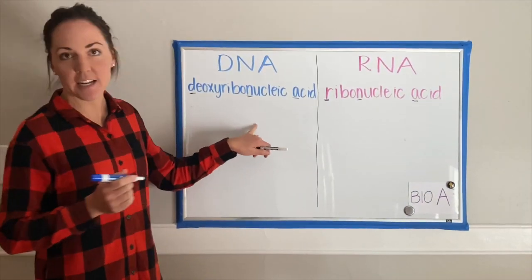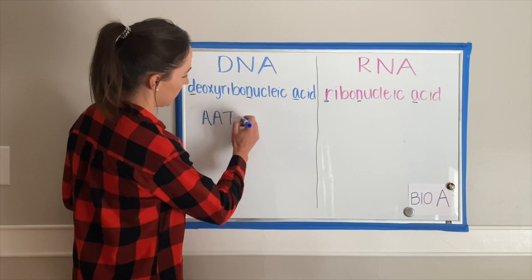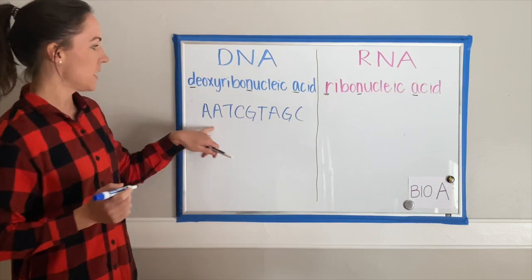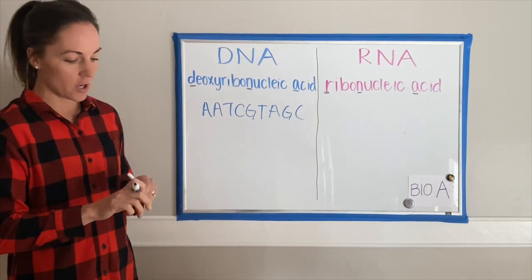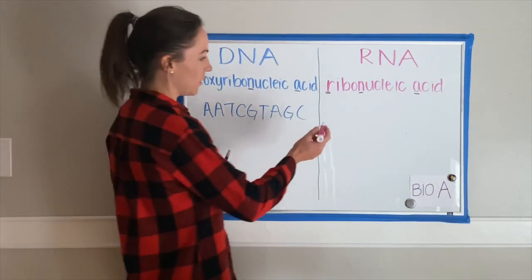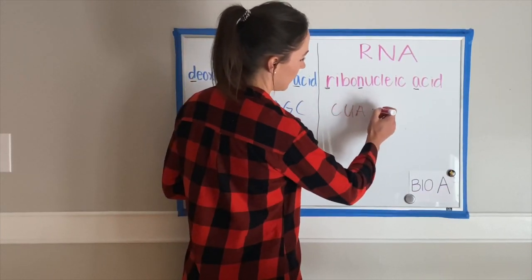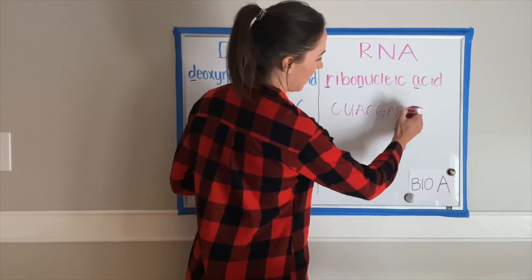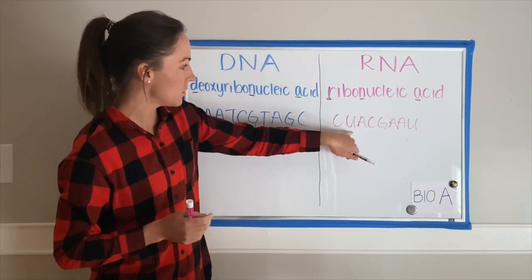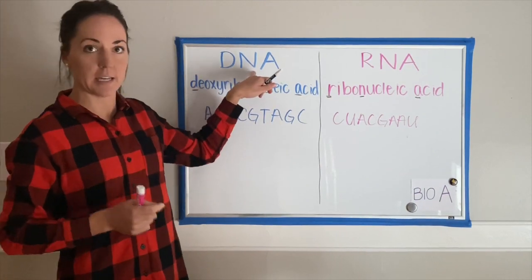An example of a DNA strand, like we've written before, might be A, T, C, G, T, A, G, C. Whereas an RNA strand, remember, doesn't have thymine, it has uracil, so an RNA strand could be like C, U, A, C, G, A, U, etc. You can always identify this because if you spot U's, if you spot that uracil, we know we're looking at RNA. If you spot a thymine, we know we're looking at DNA.